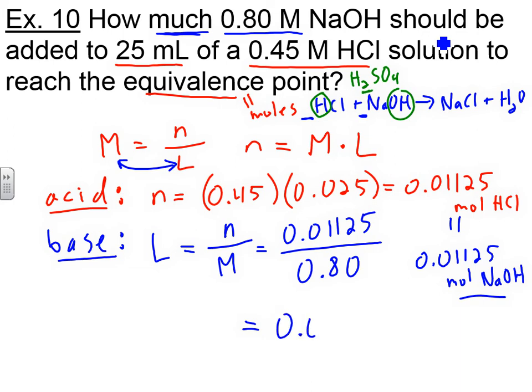This gives us 0.014. Sig fig wise, we get 2 sig figs. Now this is liters, because this was moles, and this was moles per liter. So the moles cancel out, you get yourself liters, which in milliliters is 14 milliliters.